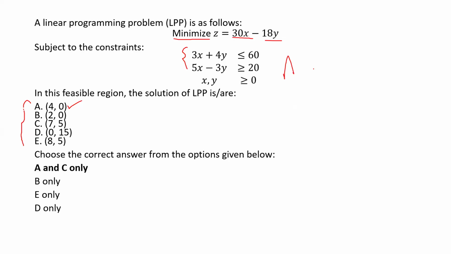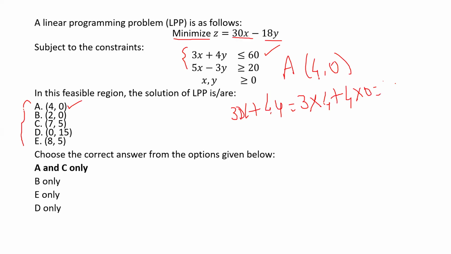My value A is 4 comma 0 first. I'm going to take this one. First 3x plus 4y. So what is 3x? 3 into 4 plus 4 into 0. So this is 12. We got 12 from this one, less than or equal to 60. Is it correct? It's true only. So this is okay. Good.